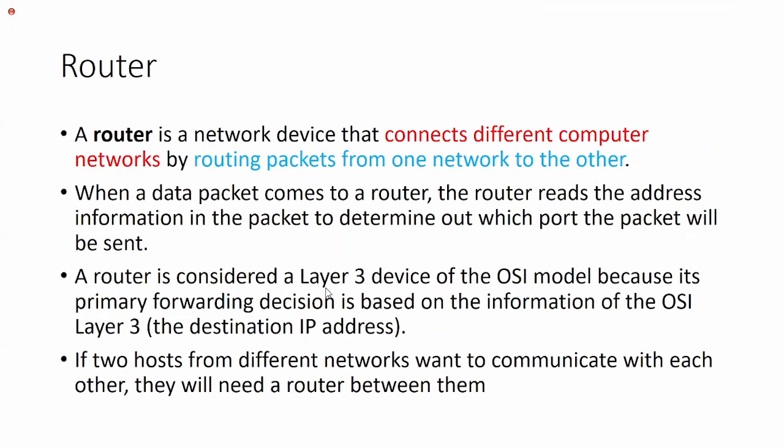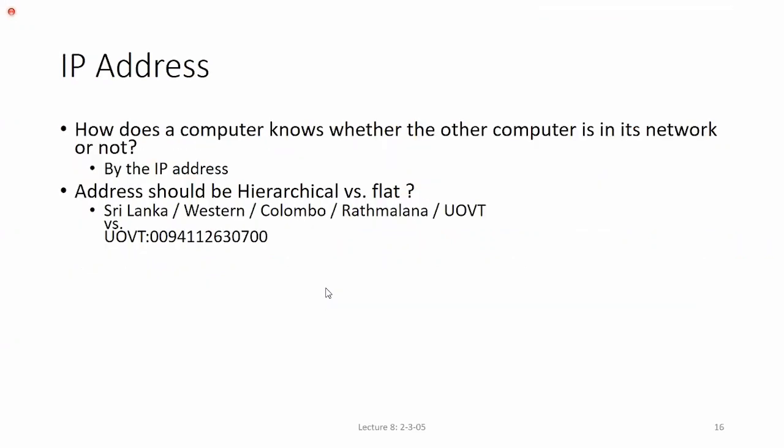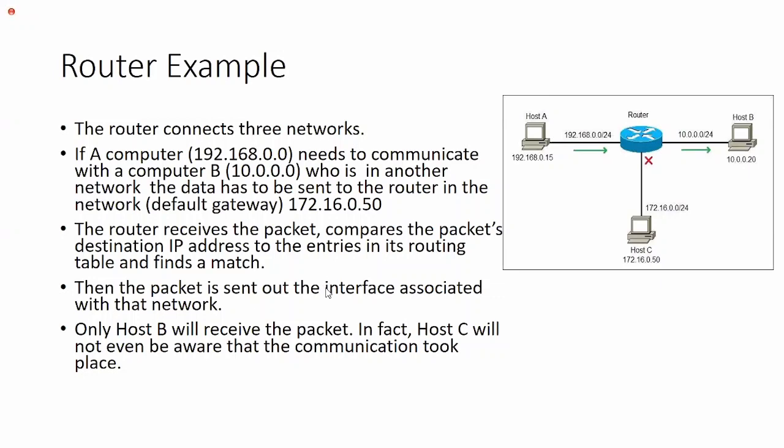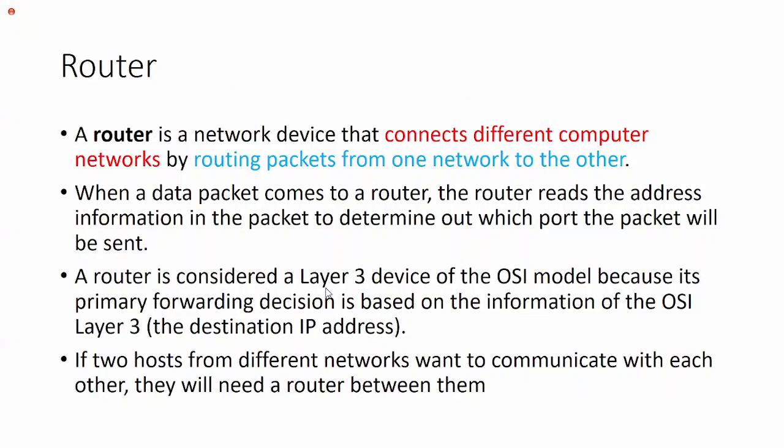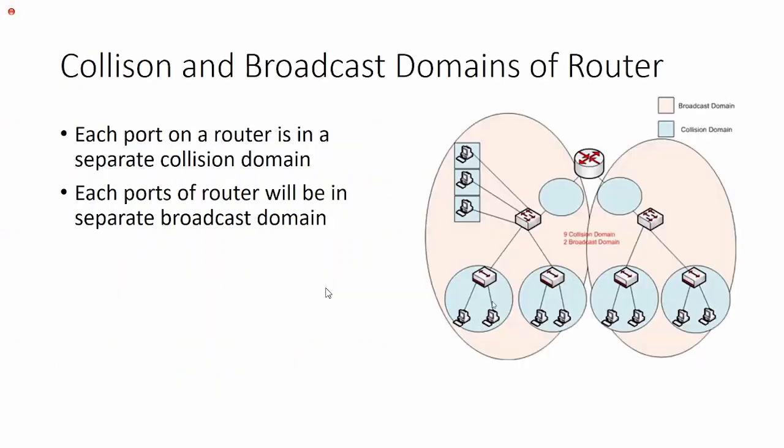So how does a computer know whether the other computer is in its network or not? Remember I told you, when we do this kind of example, if this computer wants to send a packet to this computer, layer 3 passes the information to layer 2. It tells layer 2 that this computer is outside our network.